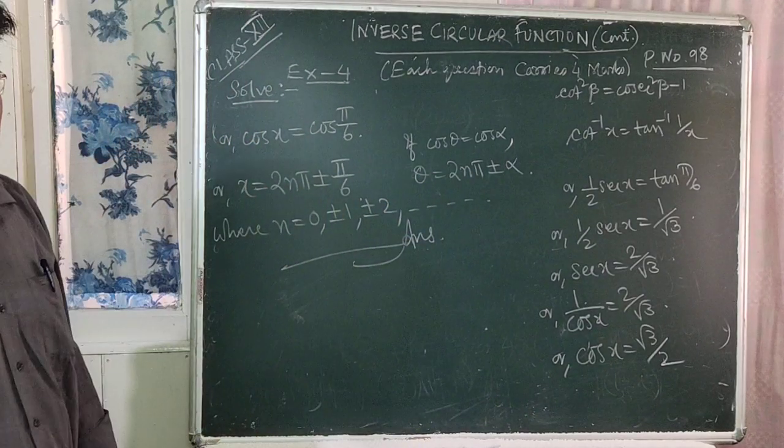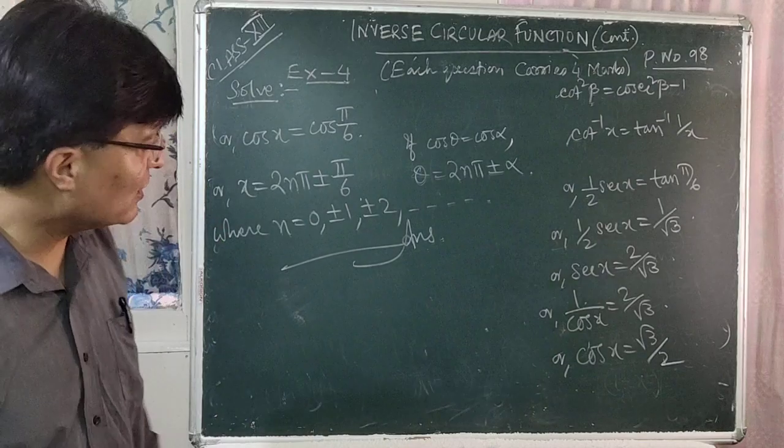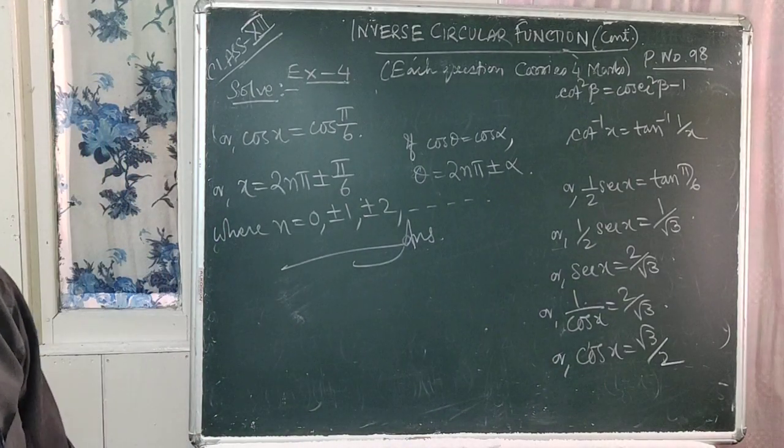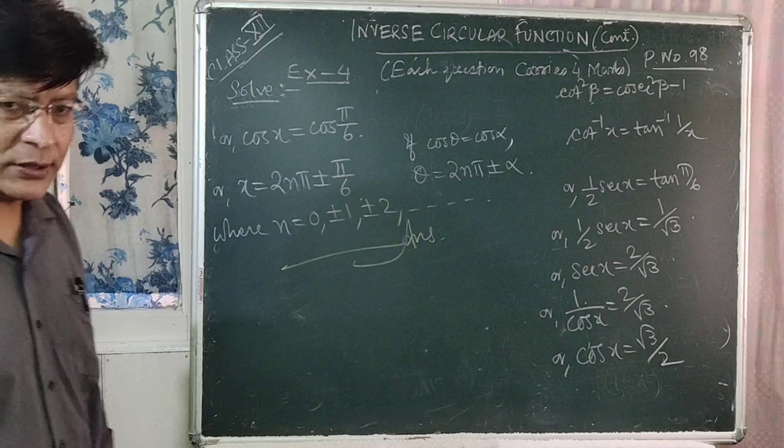So you should write it in terms of general values. Is that clear? So this is the answer. Now we'll do the next question.